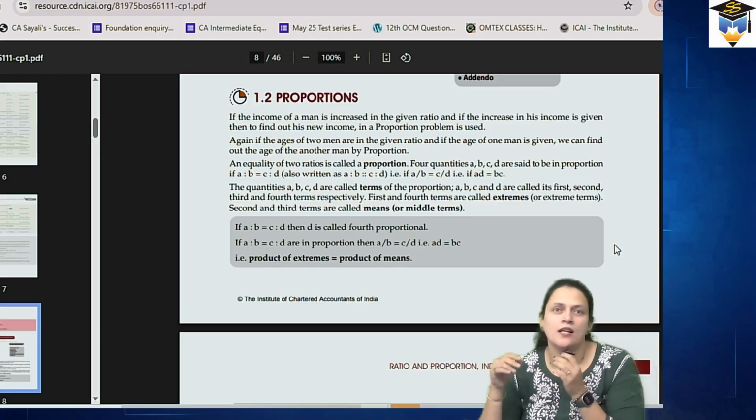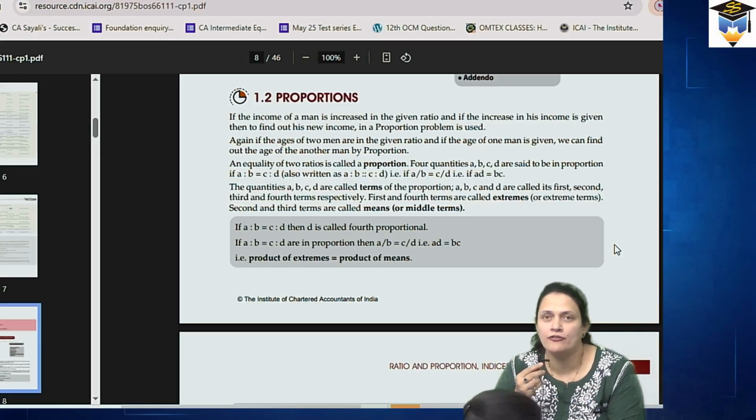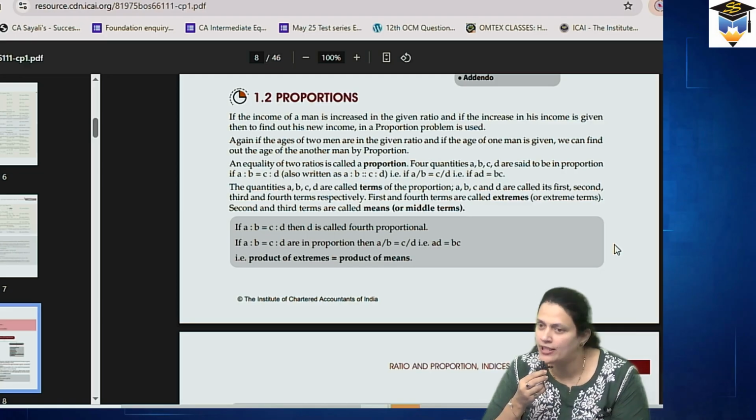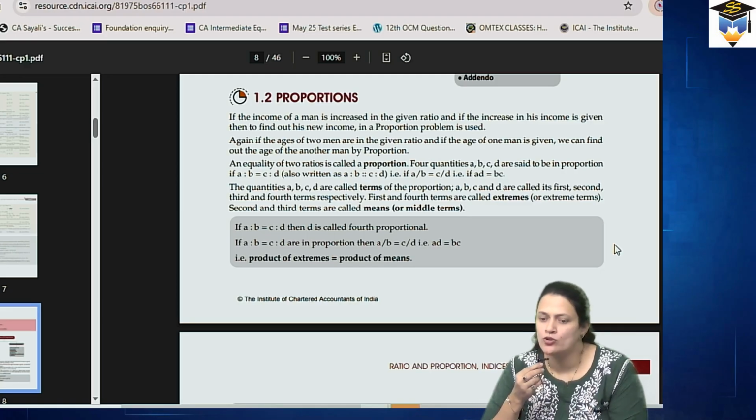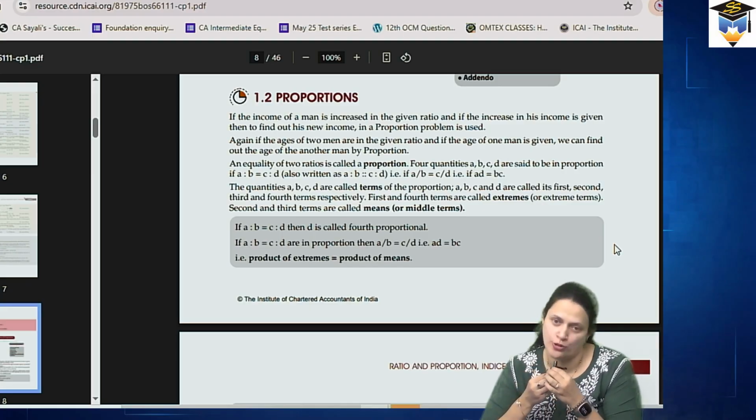Hello. So last time we had finished with the ratio part. We had completed exercise 1A. So today I'm going to teach you about proportion.